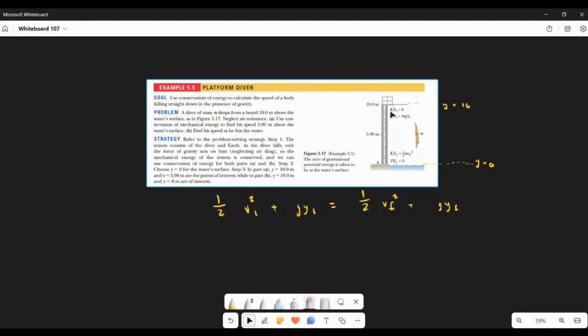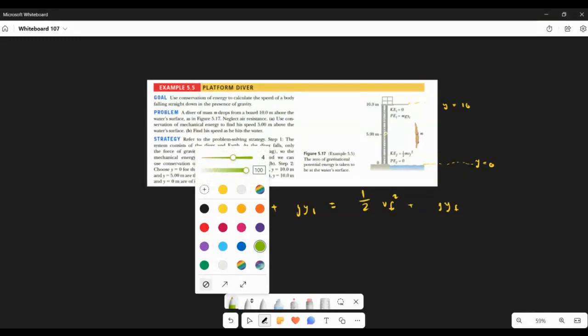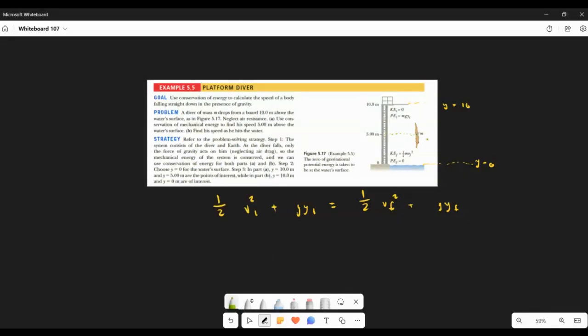So tell me, at the first point, when he's on the diving board, does he possess any kinetic energy? What is his speed? Do we know? And also, it's important to note we're at 5 meters now, right? So we're only finding it at this particular portion here. So this is our speed of interest. At the first point, does he possess any kinetic energy? Yes or no?